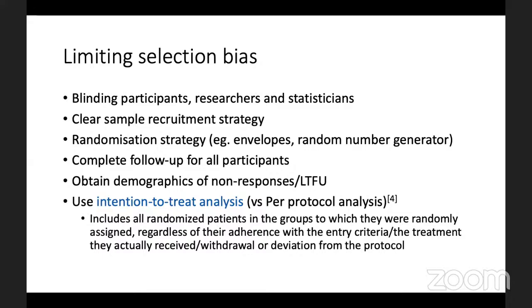Then another important concept is intention to treat analysis. In randomized controlled trials, researchers may want to exclude non-conforming participants to ensure that comparisons are made only between those who strictly adhered to the planned treatment, so that the true effect of one intervention over the other can be assessed. If you had to do that, that would be classified as per protocol analysis.